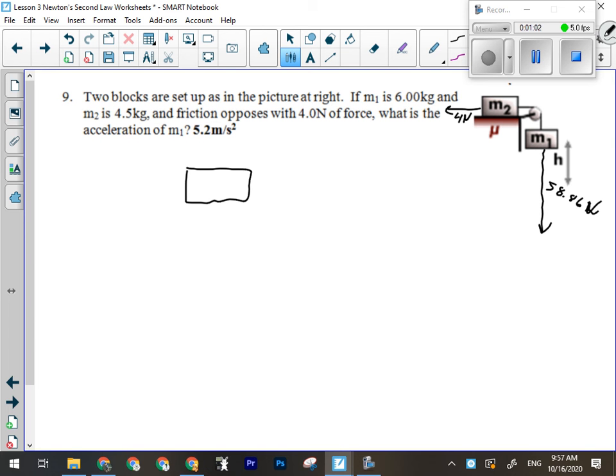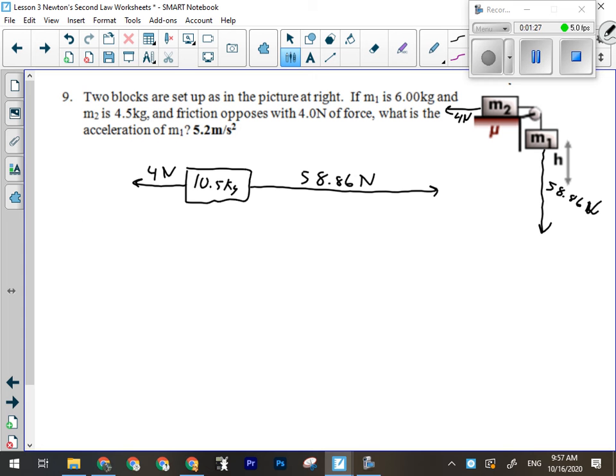Now that I know that, I can simplify the system to be just one mass, and that mass will be 10.5 kilograms, and it's going to be pulled this way by 4 newtons worth of force, and it's going to be pulled this way by 58.86 newtons worth of force. Everybody all right with that? So what can I calculate right now?